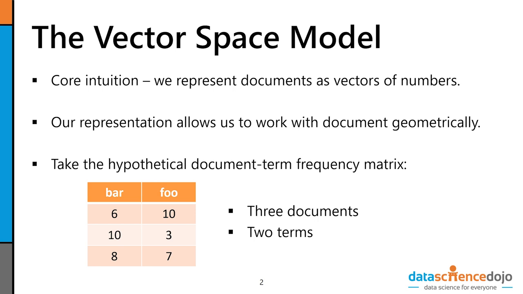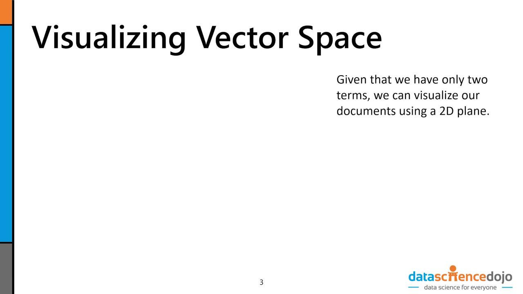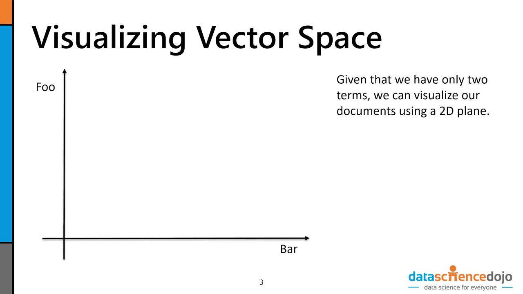Okay, cool. So if we want to think about this hypothetical matrix geometrically, we actually get something that's highly intuitive. We can visualize it as such. Since we only have two terms, we can actually visualize our documents using a two-dimensional plane, an XY axis. Voila. So on the vertical, I've just mapped the foo term to the y-axis, and I've just mapped the bar term to the x-axis. And it was an arbitrary decision on my part. You could reverse that, it doesn't really matter, to be absolutely honest.